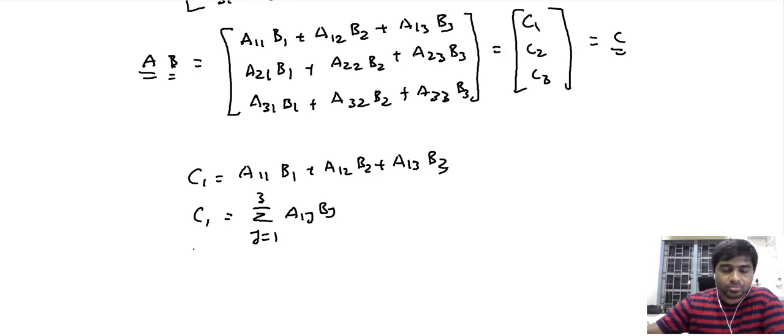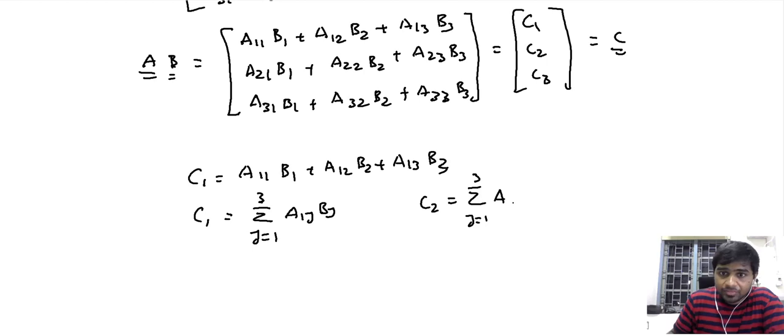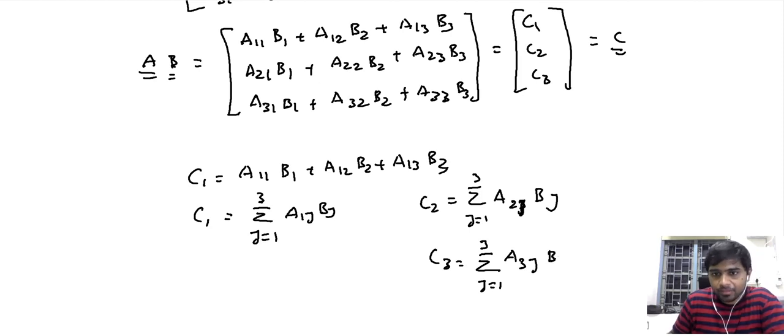Now the C2 correspondingly would be summation of j varying from 1 to 3, A2j Bj. And in the same way C3, the third element of the column matrix, can be represented as, since it's just 3 elements, we can write all the 3 elements down. It will be A3j Bj.